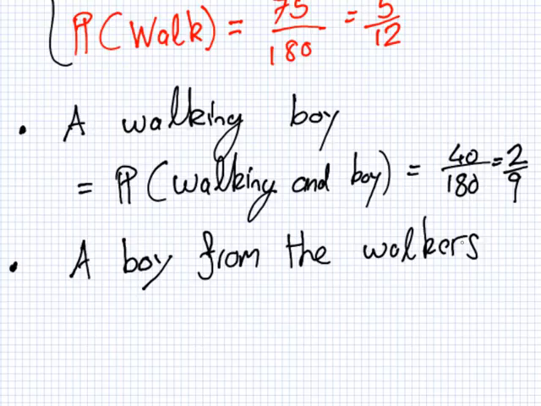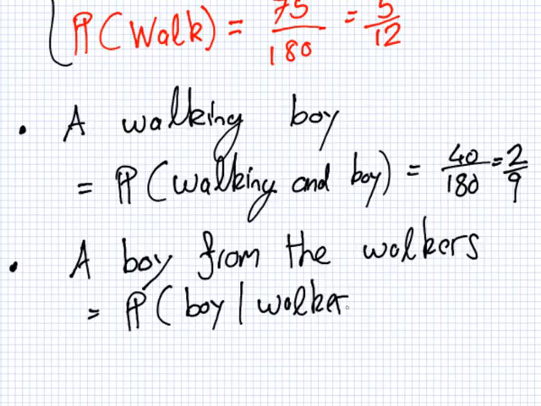Got this done? So, what do I need to write here? Boy, given that you're only looking at the people who are walking to school. Is it the opposite? No, it is this way round. A boy from the walkers. So you are looking at only those who walk. So that's the reason it's here. Okay, so how many walkers are there?